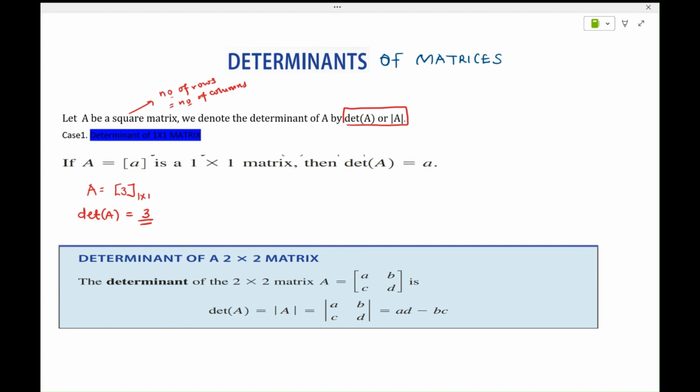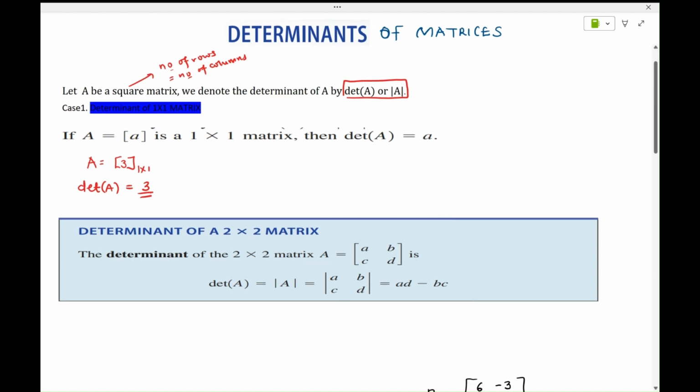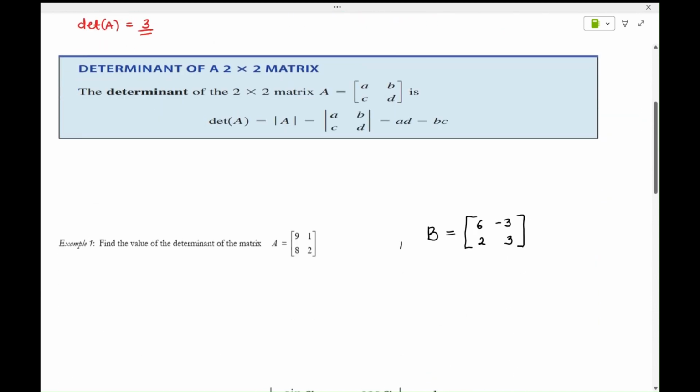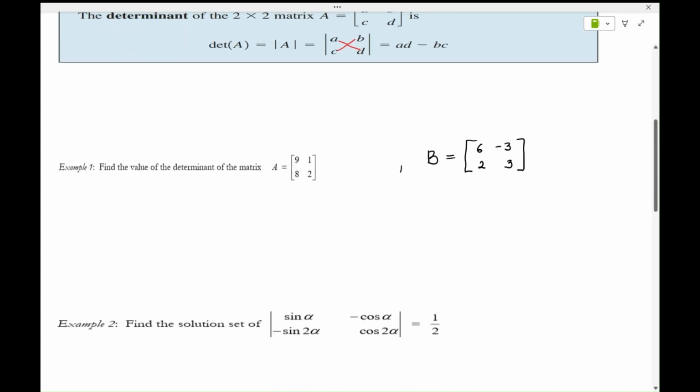Now for a 2 by 2 matrix, we have this formula here. If you have a 2 by 2 matrix with entries A, B, C, D, then the determinant is just the product of the elements in the main diagonal, then you subtract the product of the elements in the minor diagonal.